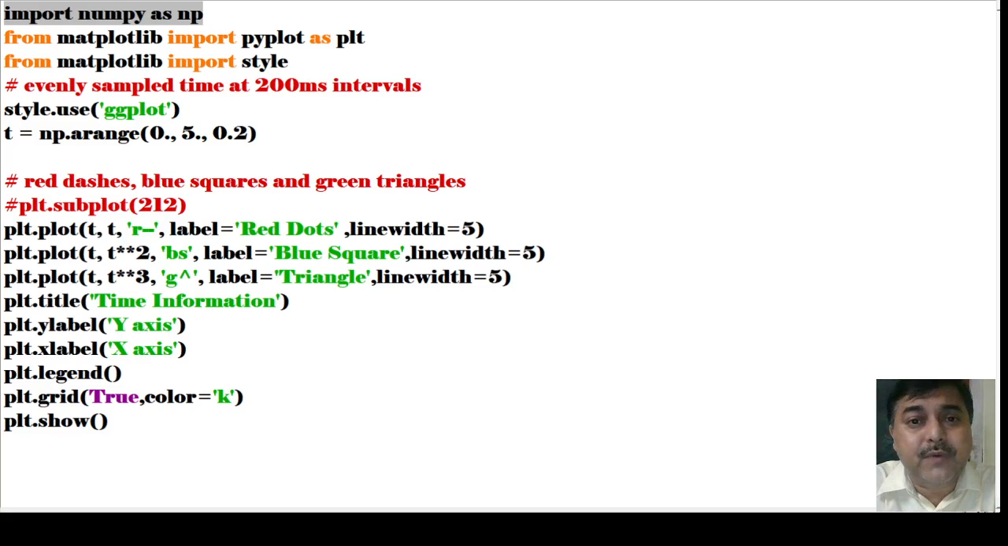In this blue square you can find that the line width has been specified. After that, plt dot plot t comma t into 3, that means the value of t will be multiplied thrice. So a green triangle, then a caret form is given, so that is a triangle pattern. And after that, similarly, a title, X label, Y label, legend, and grid have been given there. Grid true and color is k. Okay, so let us see what output we will have from this program.